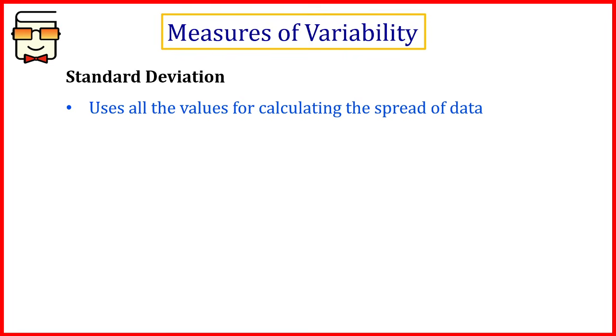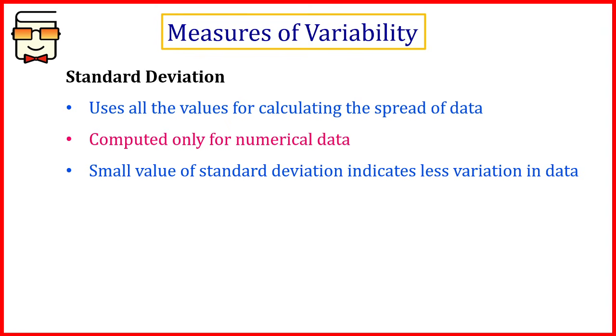So basically range was utilizing only two values, the maximum and the minimum, whereas standard deviation is using all the values, and it is based on a formula that I'll be telling you in the next slide. And again, since numeric computation is involved, standard deviation will only hold true for numeric data. You cannot calculate standard deviation for textual data or non-numerical or categorical data, right?